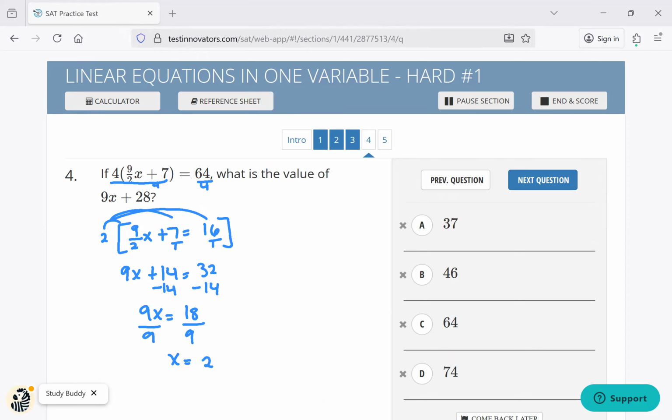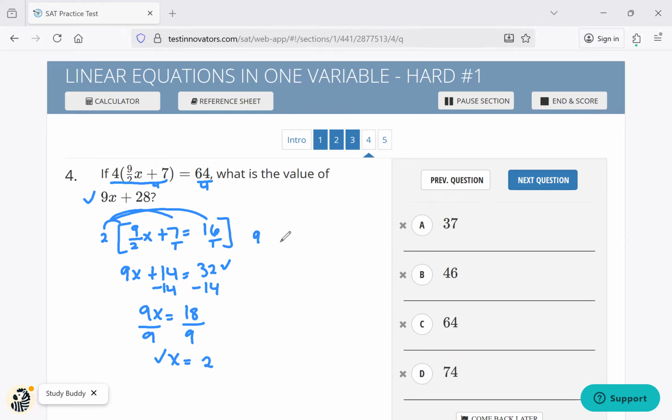In the other problems, I could have manipulated it to make it look like 9x plus 28. Here, there's no way I can manipulate it to make it look like that. So you're just going to have to solve for x, which we did, plug it back here, and you got your answer.